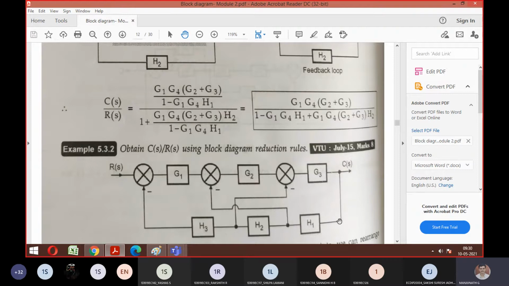If you do some reduction technique, it should not make complexity again. Anyone got any idea? Everywhere blocks are there. I can't do any series or parallel combination. Elimination of feedback also, correct? Because feedback is mixing between the summing point and the blocks. Shall I proceed?